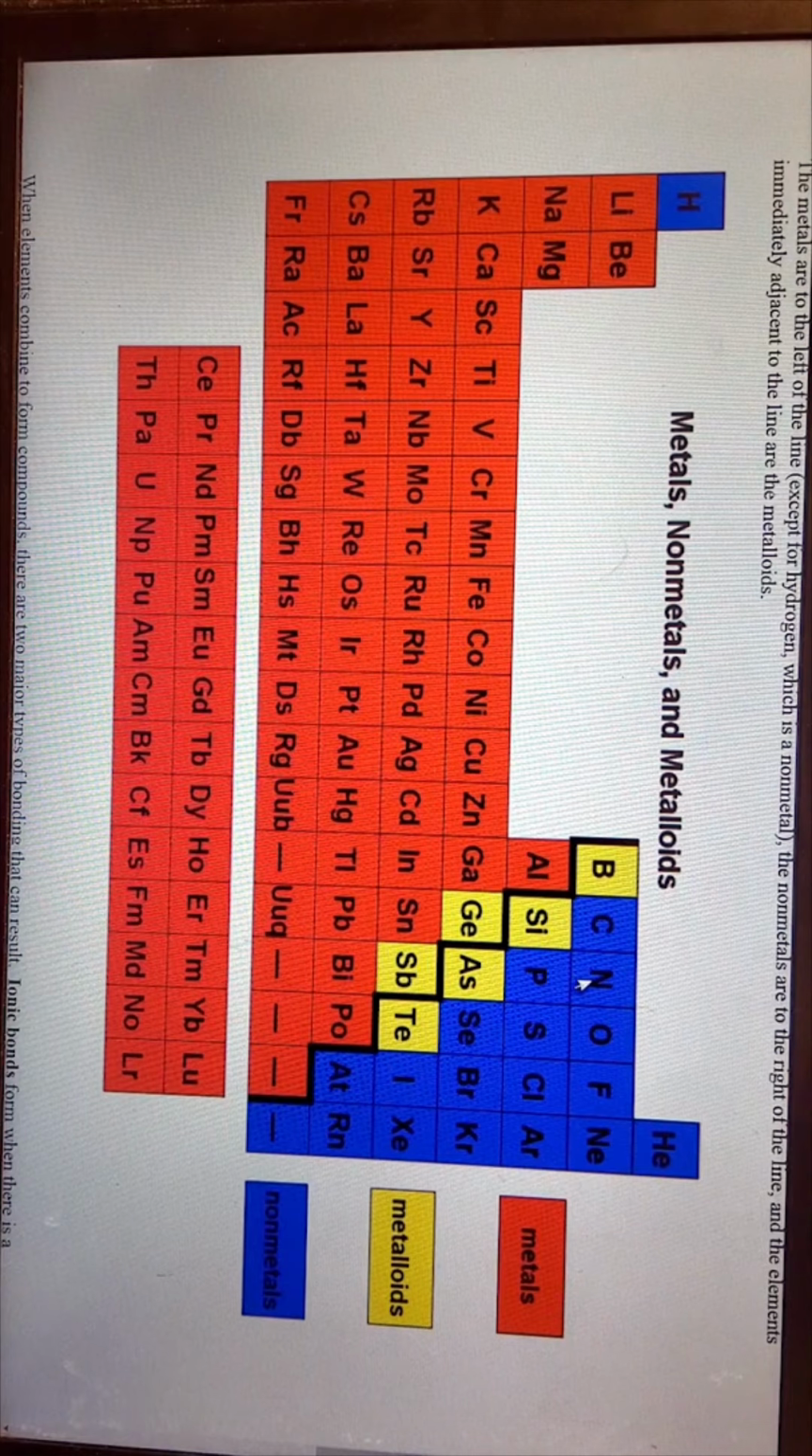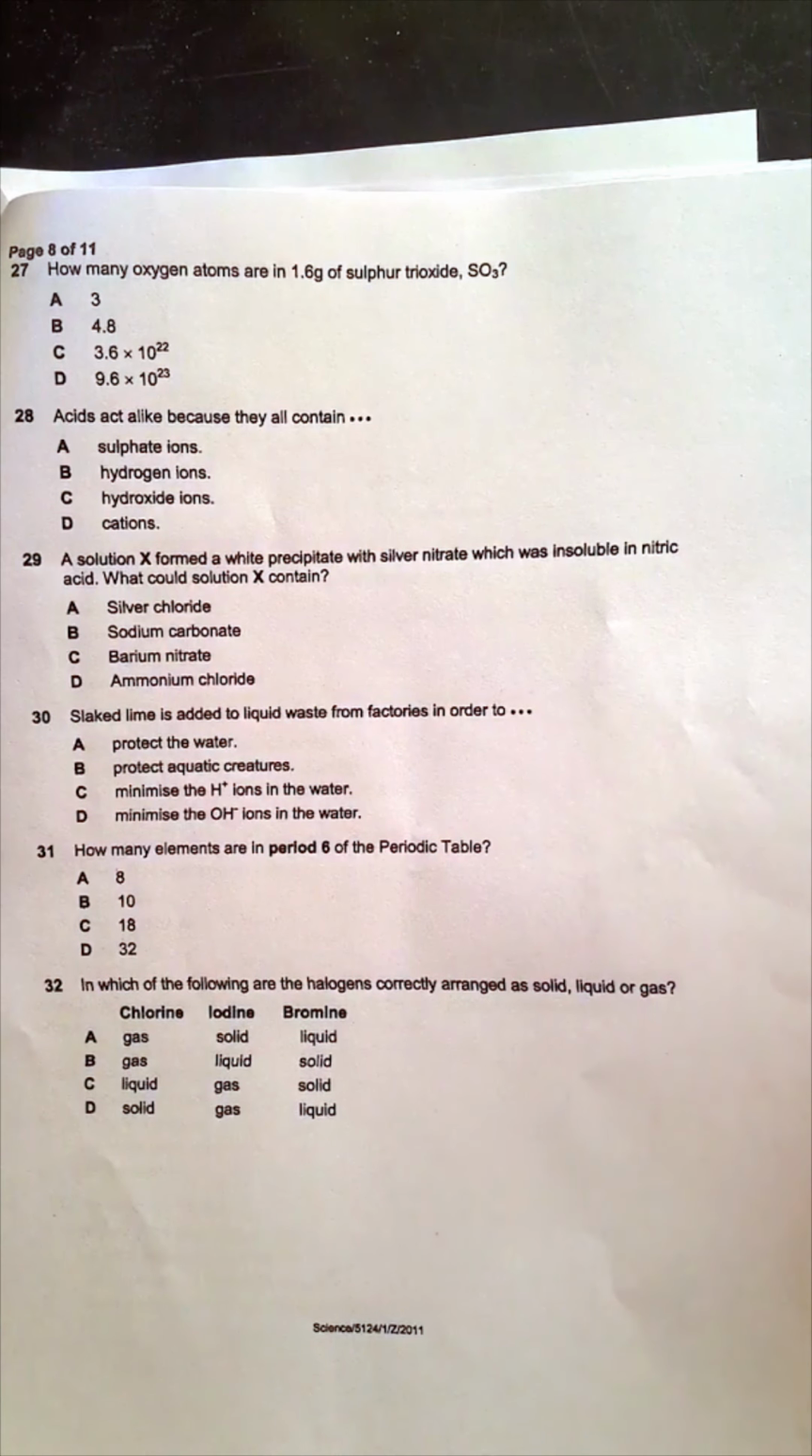Okay, so we move on to question number 27. It says, how many oxygen atoms are in 1.6 grams of sulfur trioxide? We've got our options: A, 3; B, 4.8; C, 3.6 by 10 to the power 22; and D, 9.6. In the talk of atoms, an atom is one single oxygen, just one oxygen. Now this is a trick question.